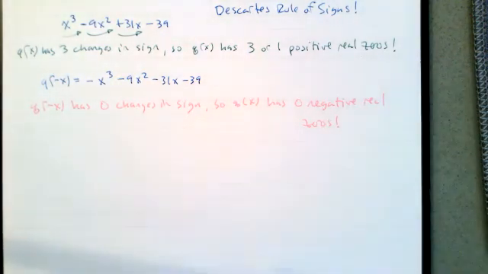Going back to the previous problem, the problem that we were working on, that means we didn't have to check -1 because we should have known that Q of X does not have any negative real zeros.